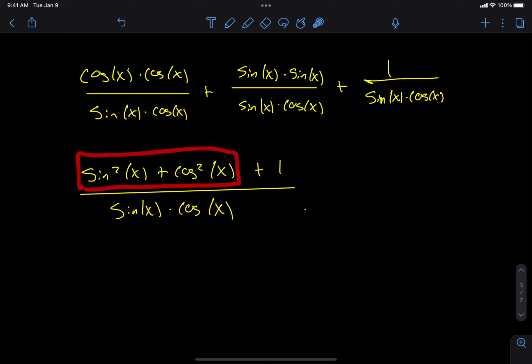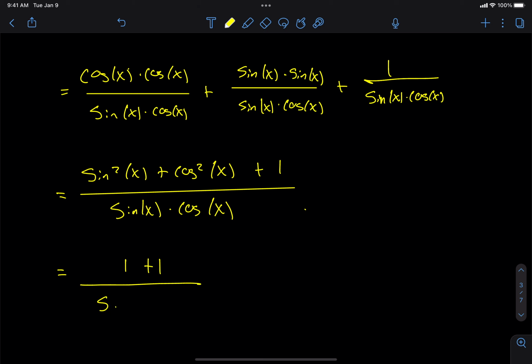Yes, there's an identity which says that sine squared of x plus cosine squared of x is equal to 1. That is the first Pythagorean identity, okay? That's the number one that you need to memorize. Sine squared x plus cosine squared x is equal to 1. So I'm gonna rewrite it that way. This is 1 plus 1 over sine of x times cosine of x. In other words, it's 2 over sine of x times cosine of x.